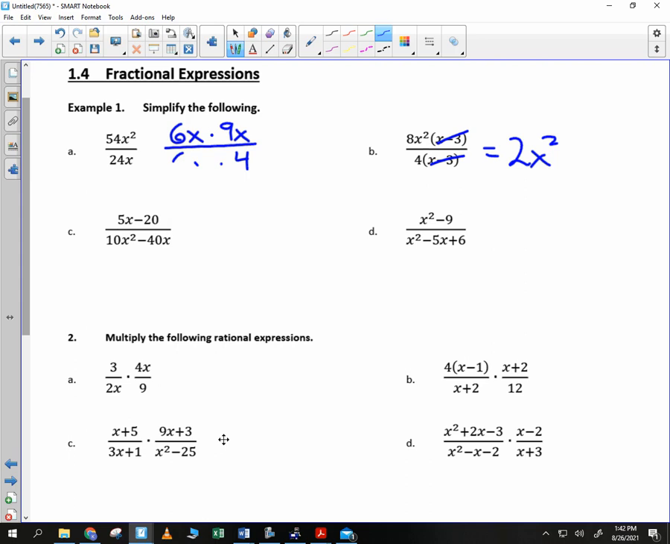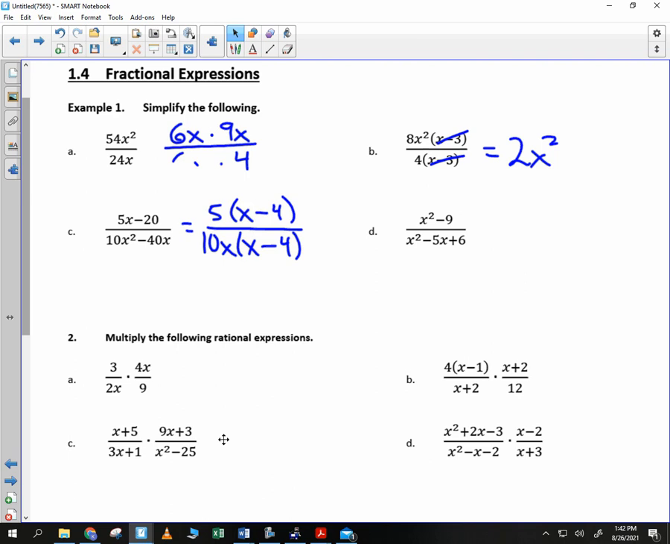What can you factor out of the top? 5 times x minus 4. What can you factor out of the bottom? 10x. You're left with x minus 4. What now? 5 over 10x becomes? Excellent job.